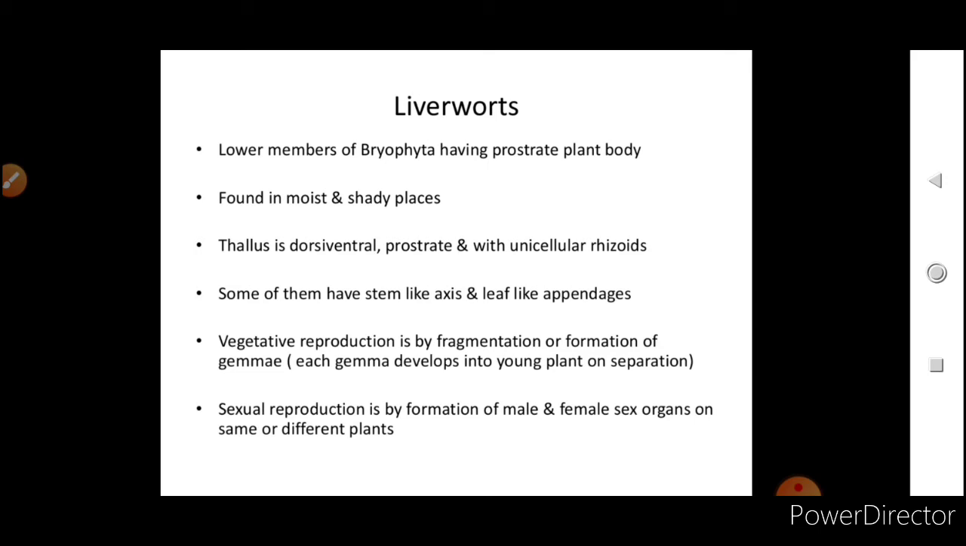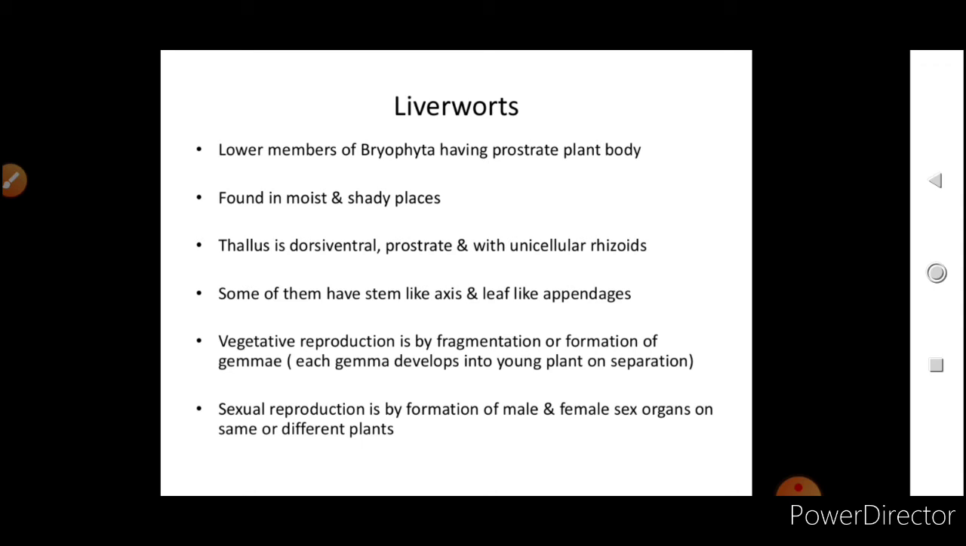Now, vegetative reproduction is by fragmentation or the formation of gemmae. Each gemma develops into a young plant on separation. Sexual reproduction is by the formation of male and female sex organs on the same or different plants. The male sex organ produces the antherozoids and the female produces the egg.